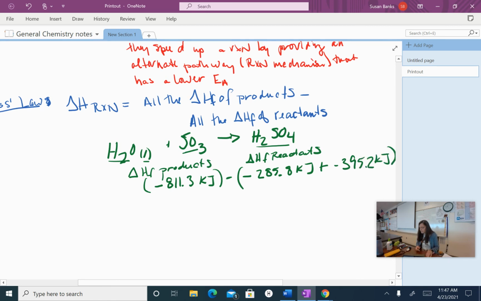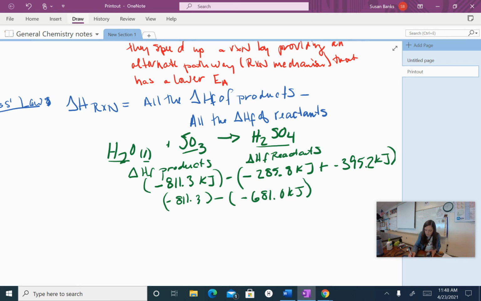Okay, now I like to add both of these groups so that I have the numbers together. So I have negative 811.3 minus, and then I'm going to add these together. So I have 285, negative 285.8 plus a negative 395.2. That gives me a negative 681.0 kilojoules.